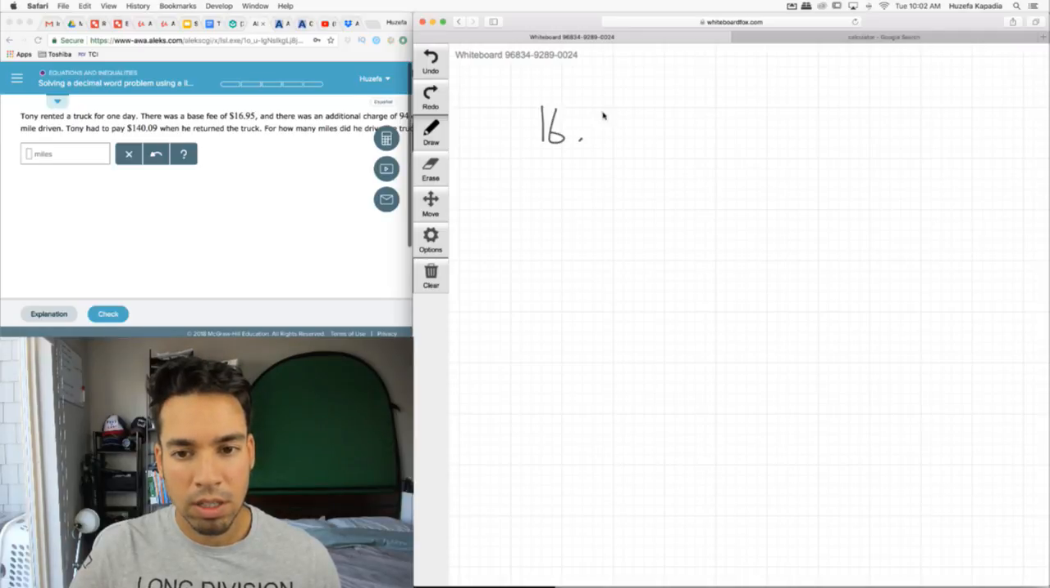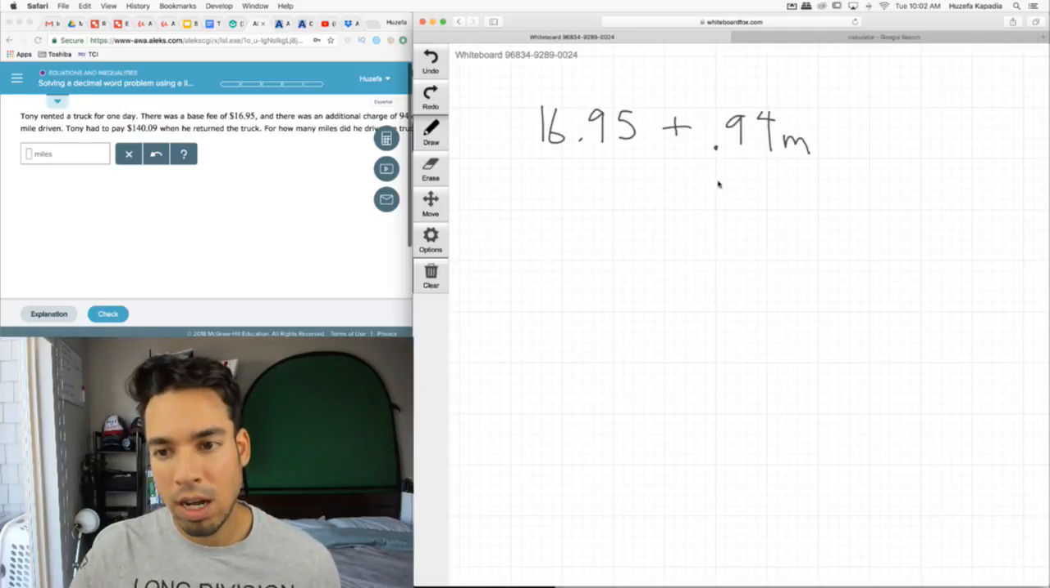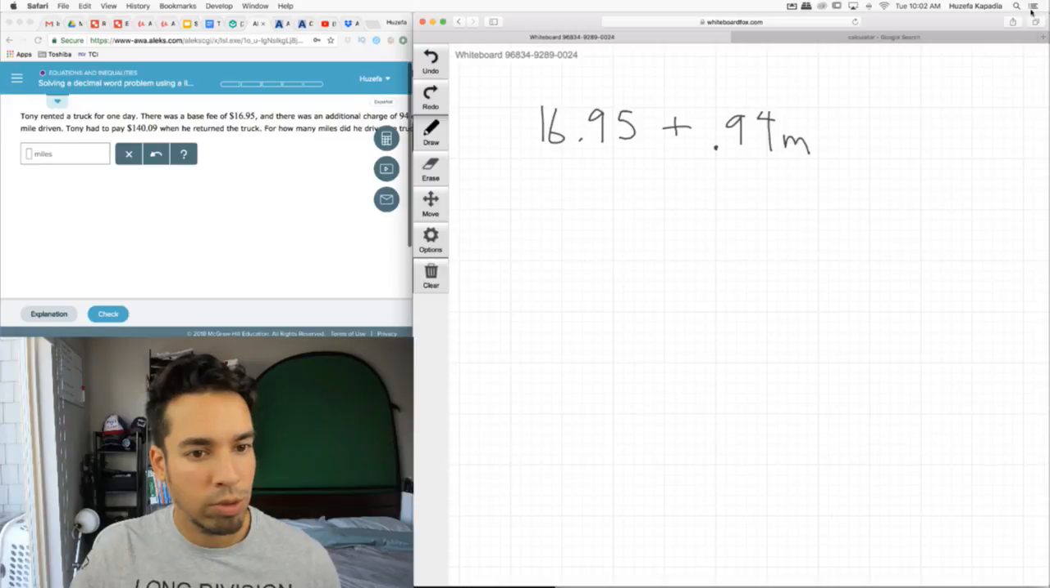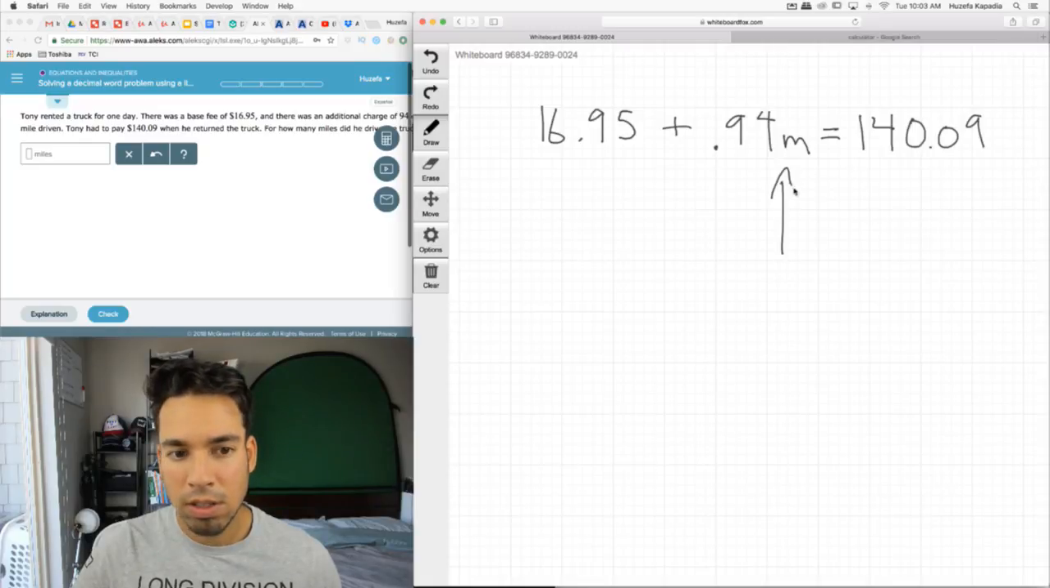So $16.95 plus the charge of 94 cents, 0.94 per mile, meaning multiplied by each mile. Right? 1 mile, 94 cents. 2 miles, $1.88, etc. Tony had to pay $140.09 when he returned the truck. How many miles did he drive? So this base price plus the mile price equals the total, and in this case the total is 140.09. How many miles m did he drive?